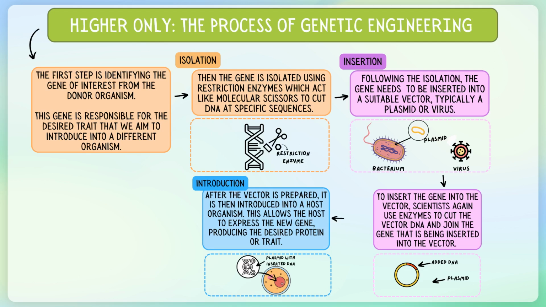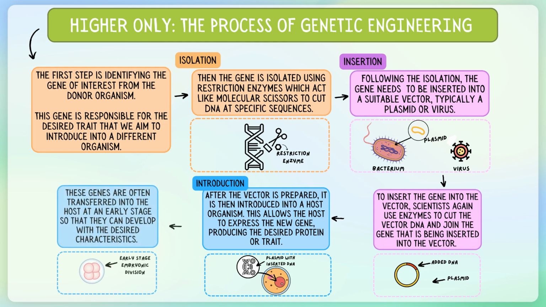After the vector is prepared, we then introduce it into a host organism. This allows the host to express the new gene, producing the desired protein or trait. These genes are often transferred into the host at an early stage so that they can develop with the desired characteristics. In summary, you should now have a clear understanding of how genetic engineering is carried out, from identifying and isolating a gene, to inserting it into a vector and transforming a host organism.